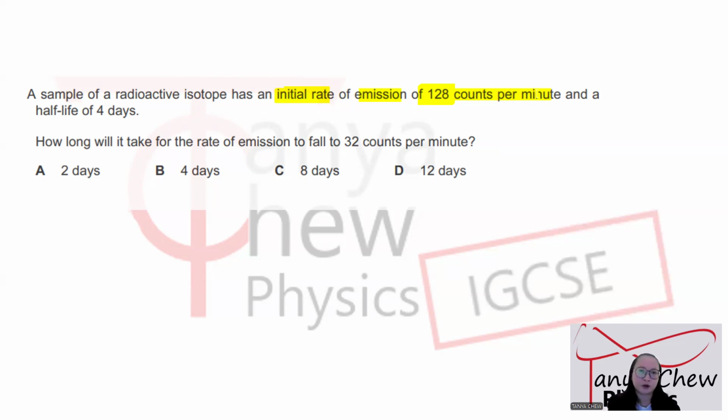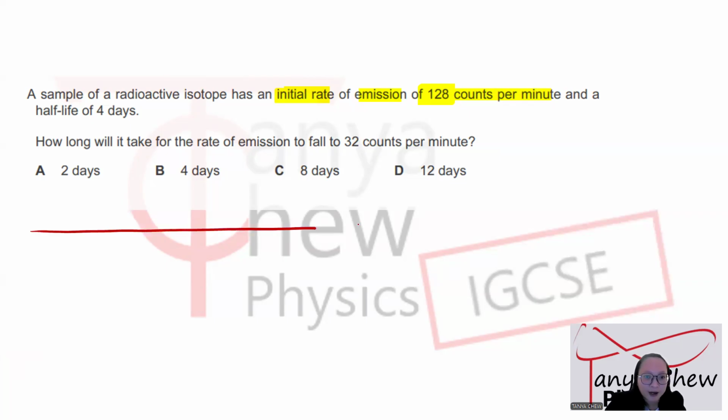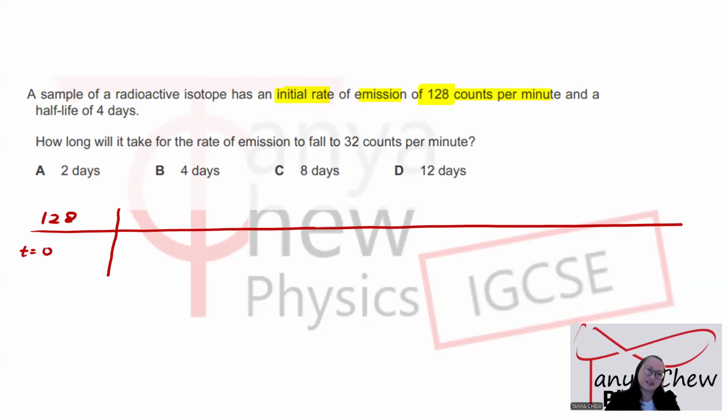The way I solve this question is that I don't use any equations or formulas. I just draw a table, as simple as this. The initial rate, 128 per minute, occurs at time equal to 0. Since it is a decaying graph, 128 will reduce by half, divided by 2. Take your calculator, 128 divided by 2, you get 64. Since you have divided by 2 once, this is one half-life, which is equal to 4 days.